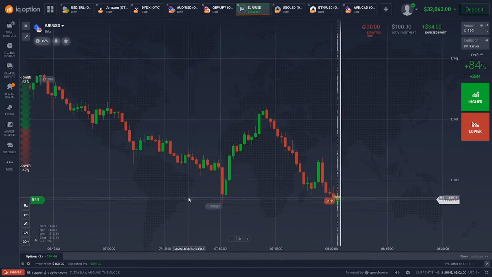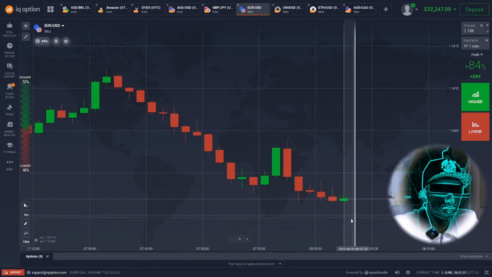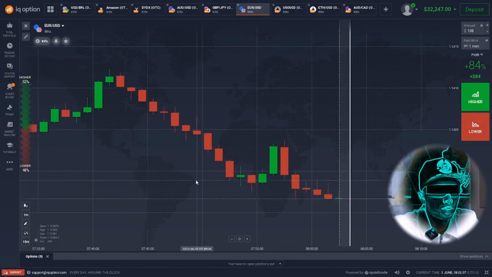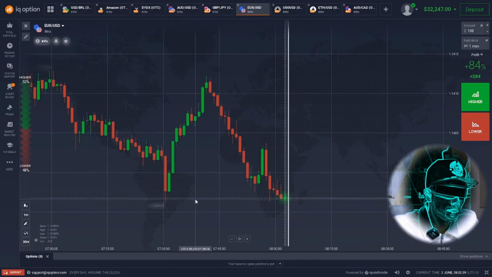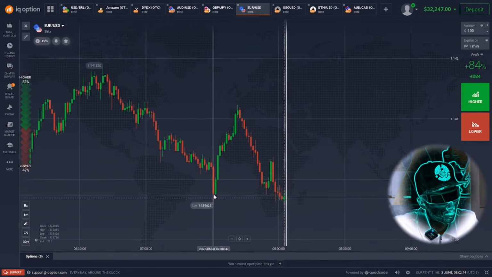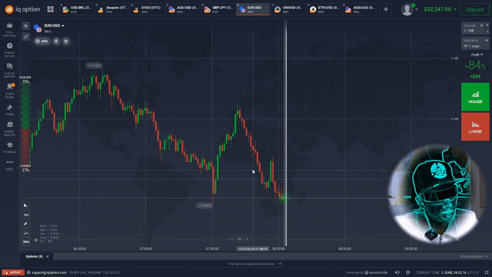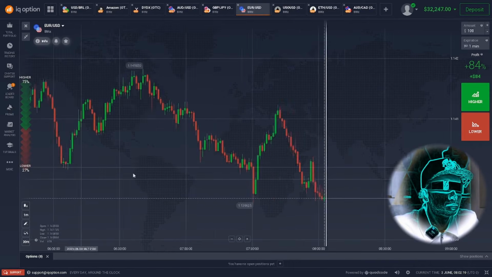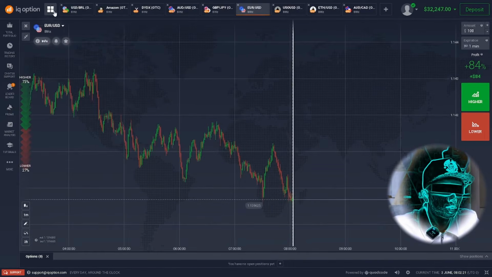Excellent. We've made another successful trade. That is, as you can see, the price didn't bounce here. But there's a high probability that it will bounce. That's why it's better not to enter trades where the price comes close to this level. Let's do one more trade.